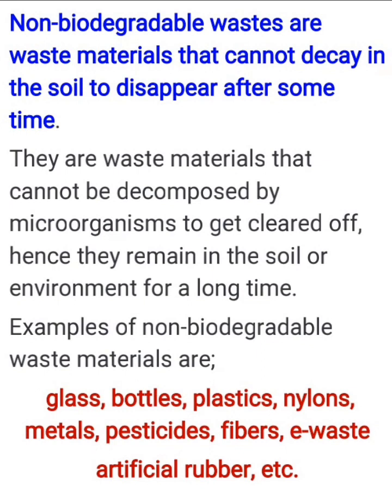Examples of non-biodegradable waste materials are glass. When you dispose them, they remain in the soil for a long time. Bottles, plastics, nylons, metals, pesticides, fibers, electronic waste like TVs and gadgets that you have disposed, CD plates. E-waste means electronic waste. Then we have artificial rubber, that's synthetic rubber. All of them are non-biodegradable. Microorganisms cannot break them down to clear them off the environment, so they persist in the environment.